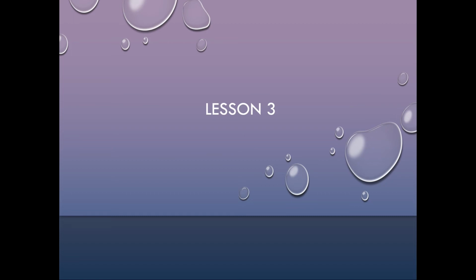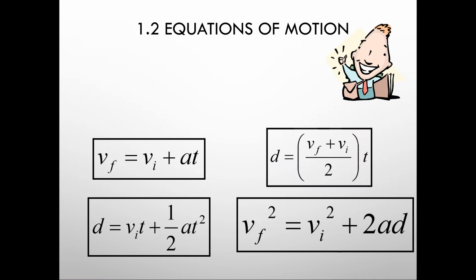This is Physics 30, Chapter 1, Lesson 3, talking about equations of motion. So when we're talking about equations of motion, we have four primary ones that we are interested in, which you can see on the screen in front of you. Vf means velocity, and Vi is also velocity. The subscripts f and i are used to denote final and initial.